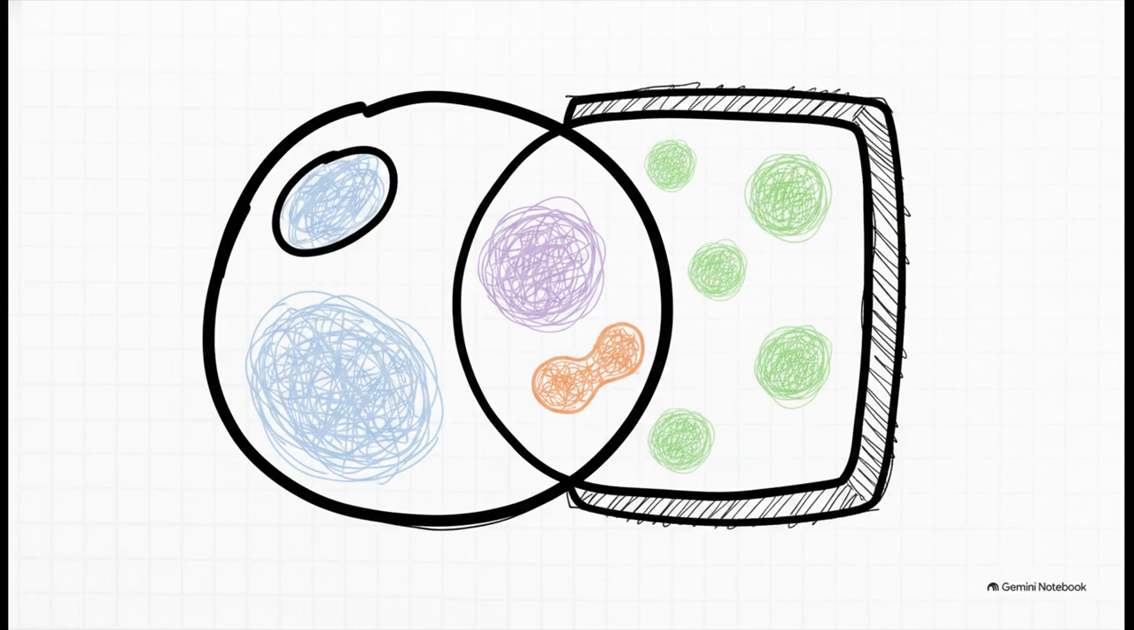Animals move around and hunt. Plants stand totally still and harvest the sun. Specialization all the way down at the cellular level is the absolute key to life's incredible diversity on Earth.